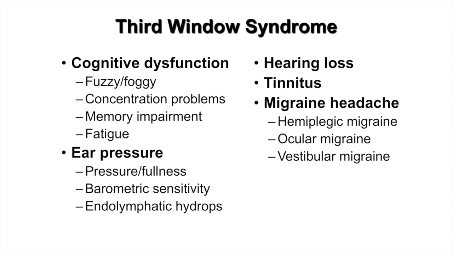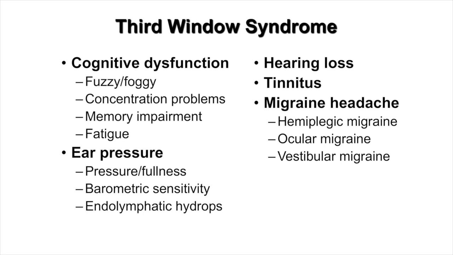Third window syndrome can also produce cognitive dysfunction. Patients feel fuzzy, foggy, spacey, out of it, memory's poor, concentration is down. They can feel fatigued. They can also experience slurred speech, difficulty finding the right word or names. They can also feel ear pressure, which is due to an overaccumulation of fluid in the central compartment of the inner ear, or something known as endolymphatic hydrops.